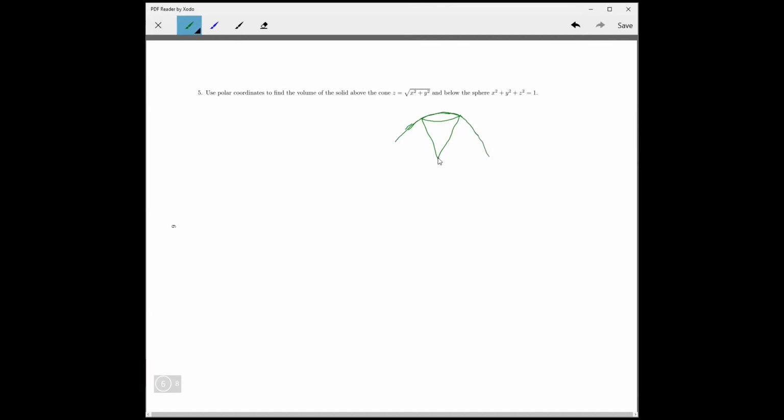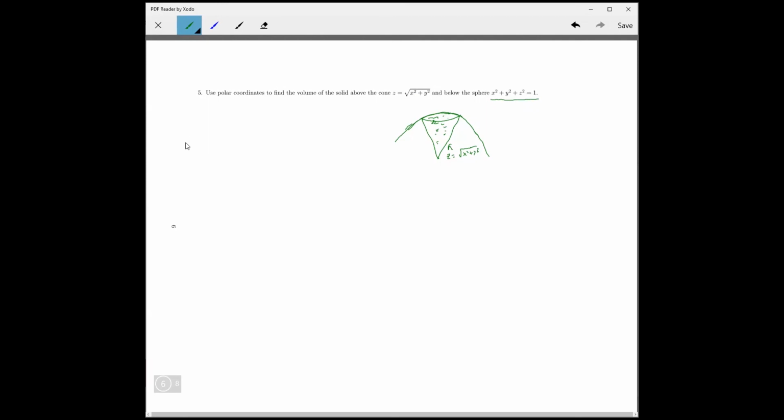Okay, so what it's going to be is all this stuff inside of the cone. Maybe you just packed in a whole bunch of ice cream and then flattened it with the sphere above. So this equation right here is z equals the square root of x squared plus y squared. The sphere is going to be the outer one.